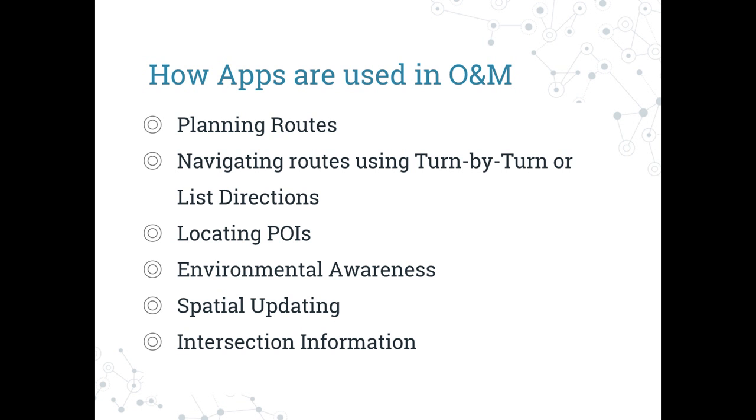Environmental awareness, so if you're trying to learn a new area, a new city, it's very helpful to just go and explore the city, and apps can be a very helpful way to do that for someone who's visually impaired and not able to see the different locations and landmarks. Spatial updating, meaning updating the things that are around you in space as you're moving through it or as you're walking through a destination. And then also intersection information. Now, this isn't necessarily going to tell you whether or not it's a stoplight or stop sign controlled intersection, but rather if it's a two-way or four-way intersection, and possibly in some cases if it's a one-way or two-way intersection or a one-way street as well.